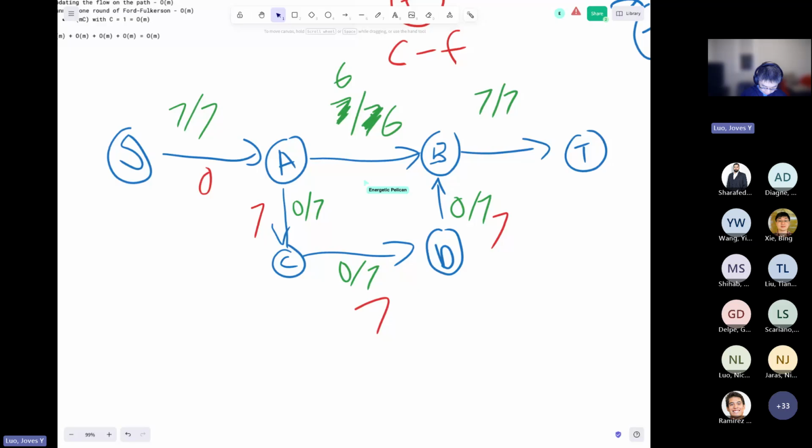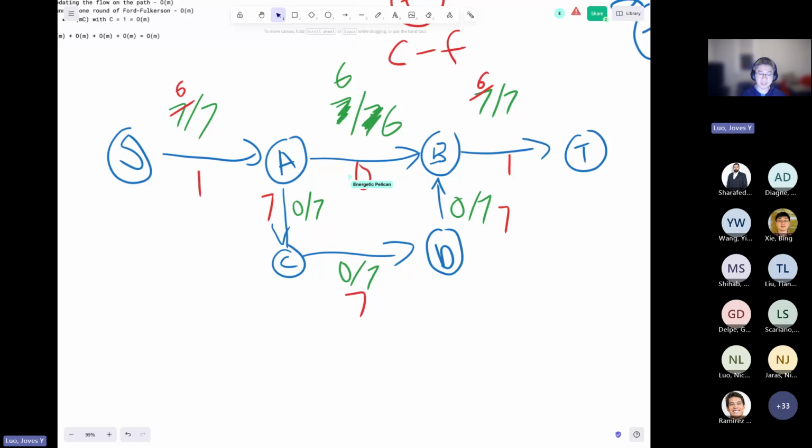So what I need to do is first roll back that one flow, because that now is a valid flow. And now I go, okay, what is my capacity that I want to send to Ford-Fulkerson? Well, 7 minus 6 is 1. This has 7 flow. This has 7 flow. This has 7 flow. This has 1 flow. 6 minus 6 is 0 flow.